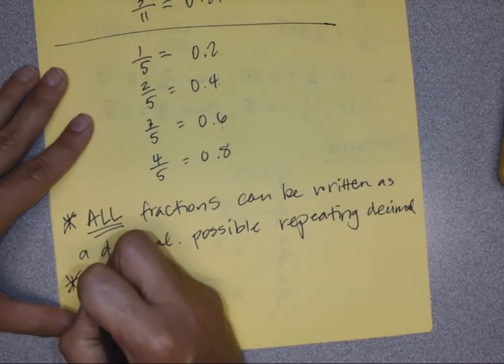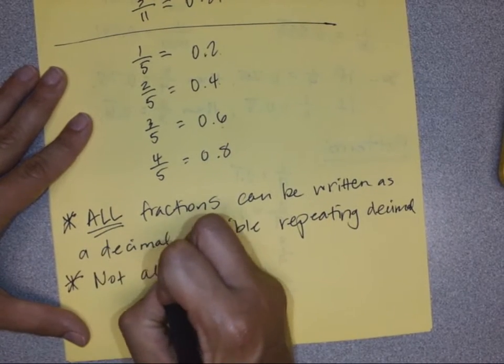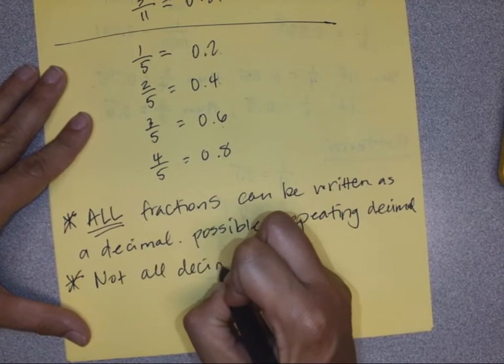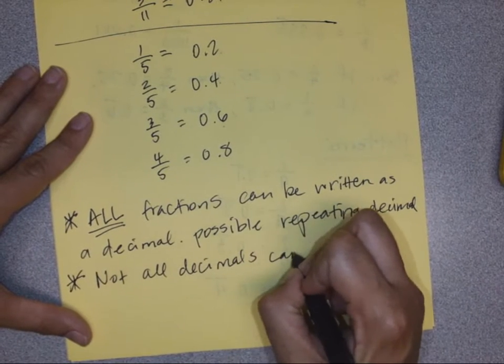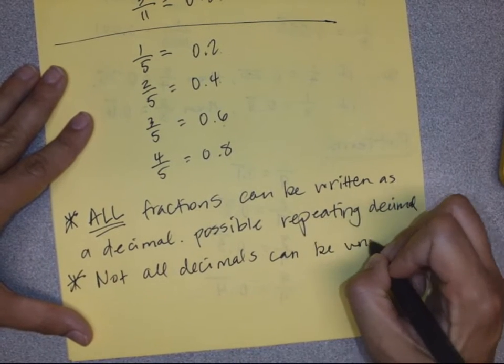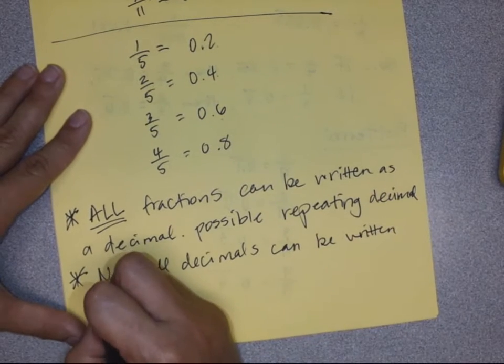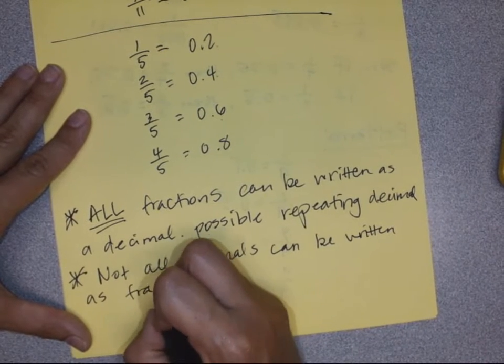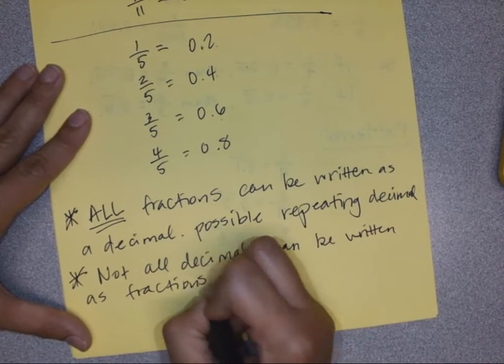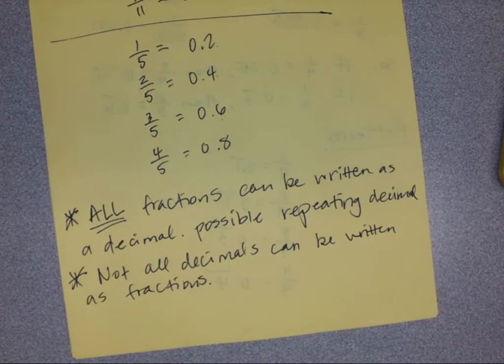The other thing is not all decimals can be written as fractions. Every fraction can be written as a decimal, but not every single decimal can be written as a fraction.